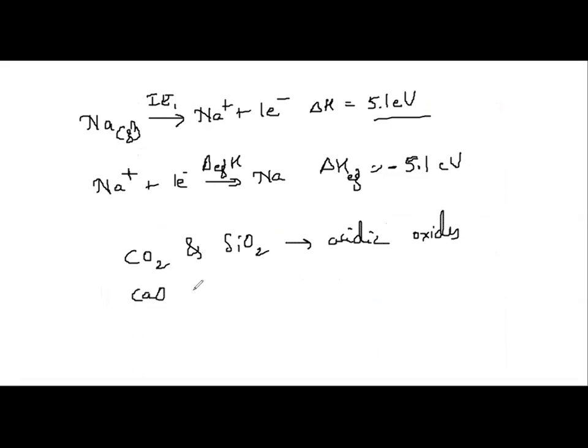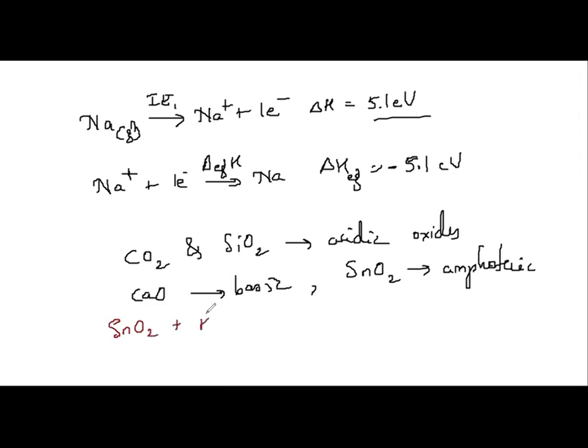Calcium oxide is a typical metal oxide. It is basic in nature. Whereas stannous oxide is amphoteric in nature. It will react with acids as well as bases. I can show you the reaction also. Stannous oxide reacts with acid to form salt and water. So SnCl2, H2O.